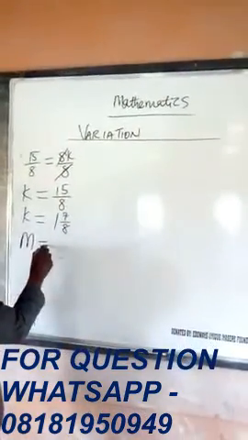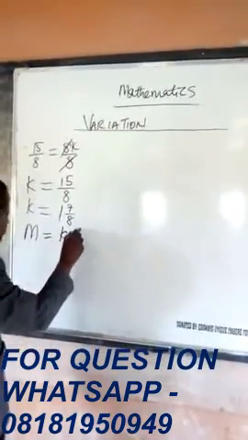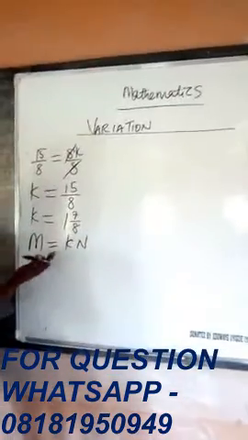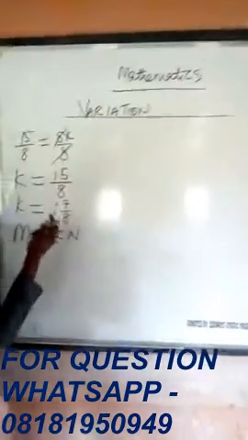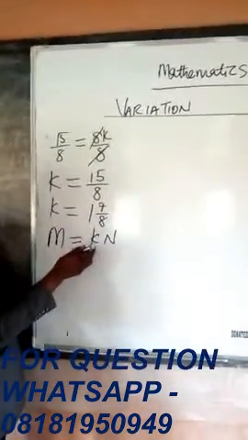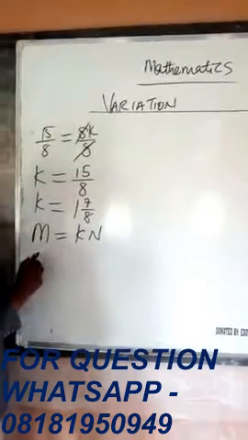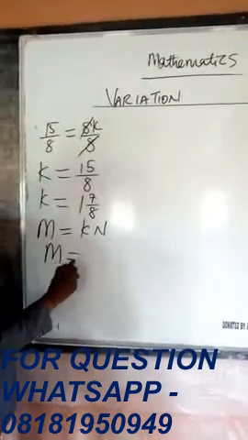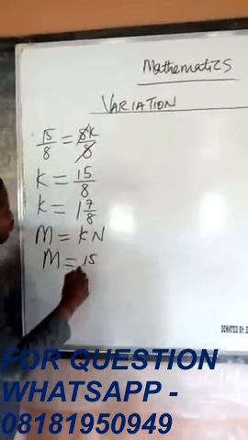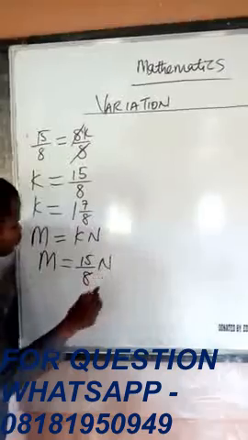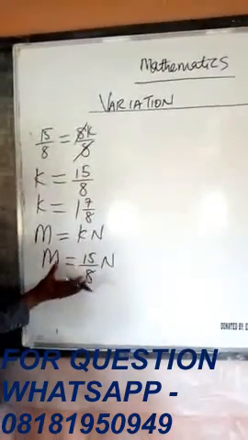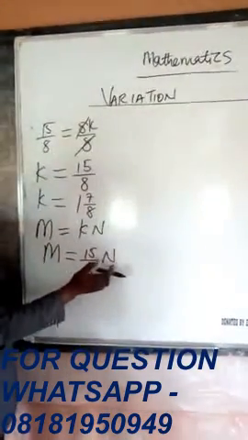So we put it back: m equals kn. Now, the equation connecting m and n is to substitute for the value of our constant, which is k. So we have m equals 15 over 8 n. So this is the equation connecting m and n. That's the answer.